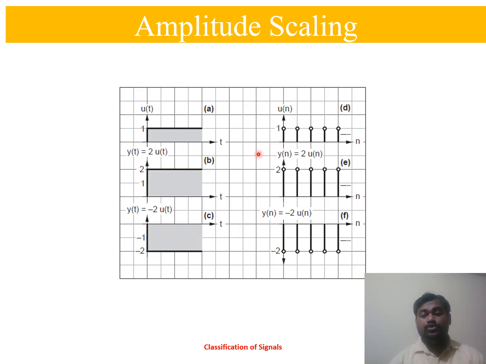Similarly, this is a u of n. If you want to write 2 u of n, multiply with the 2, and the amplitude becomes 2. Similarly, if you multiply the u of n by minus 2, this will become a negative signal. This is the amplitude scaling.